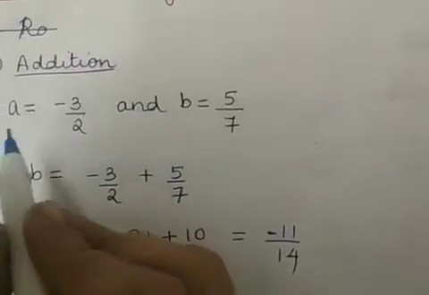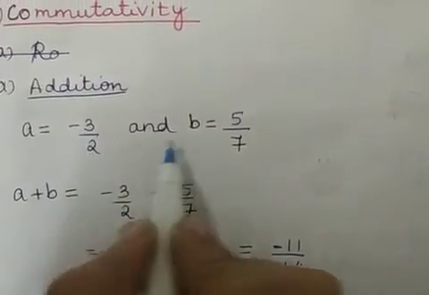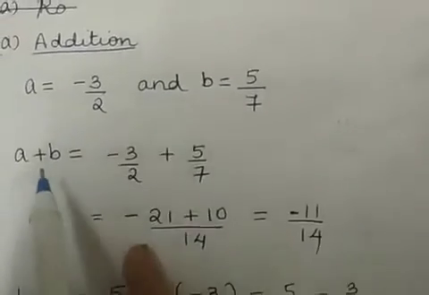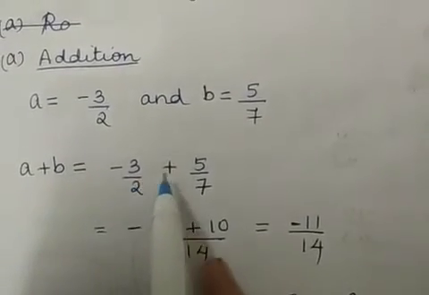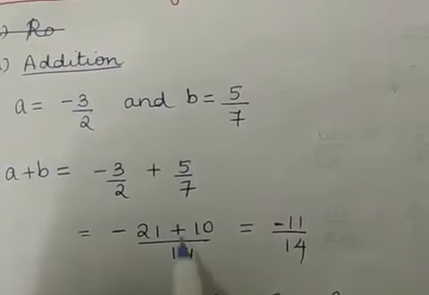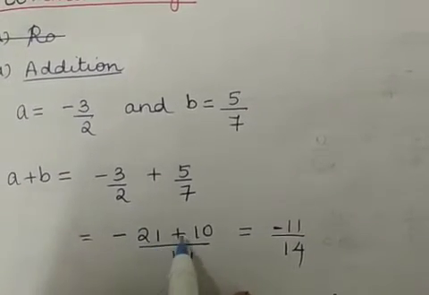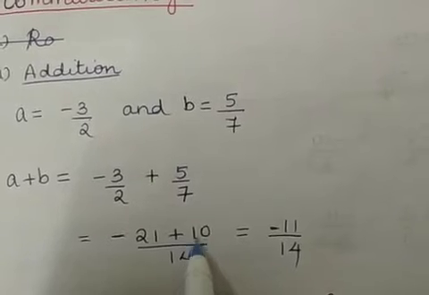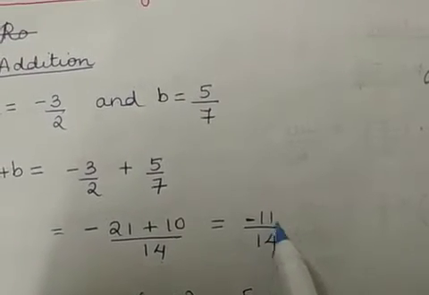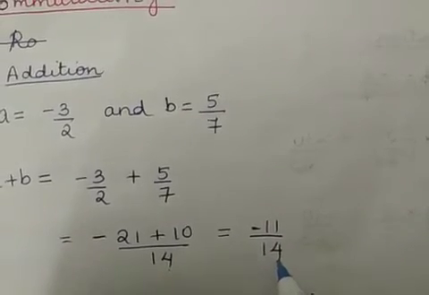Take a as minus 3 upon 2 and b as 5 upon 7. So a plus b is equal to minus 3 upon 2 plus 5 upon 7, and the LCM here is 14. So you get minus 21 plus 10, the whole upon 14, and this is equal to minus 11 upon 14.